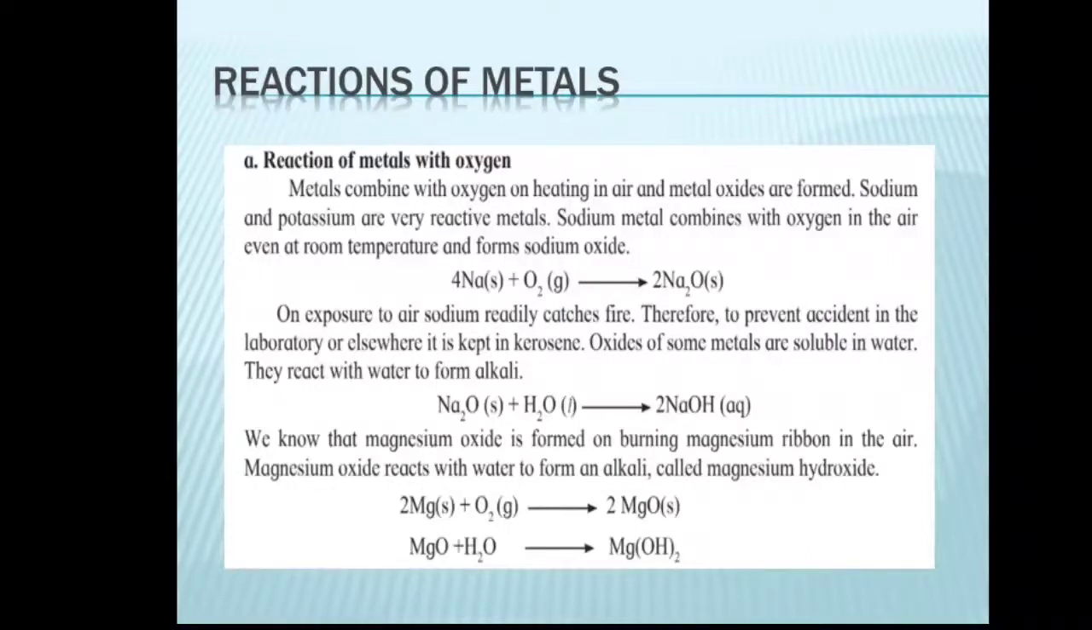Please look at the reaction over there, my dear children. Magnesium plus oxygen giving you magnesium oxide. That is, when magnesium ribbon is burnt in the air, it forms the white powder of magnesium oxide, and when this white powder reacts with water, it gives you magnesium hydroxide, which is an alkali.